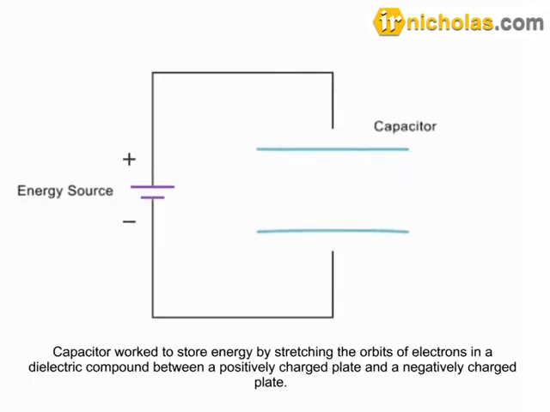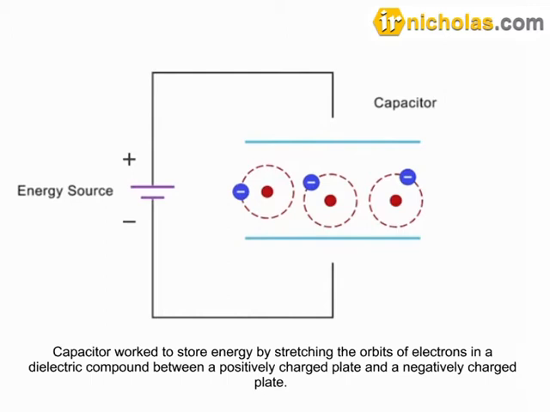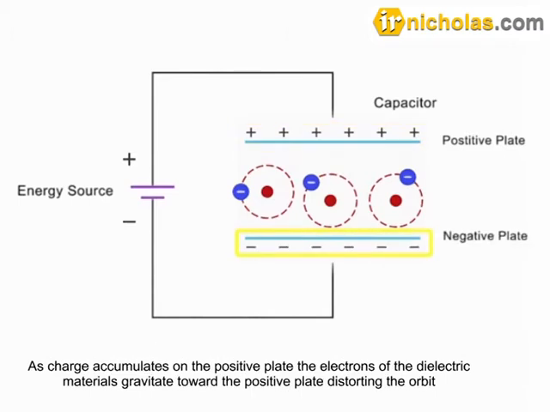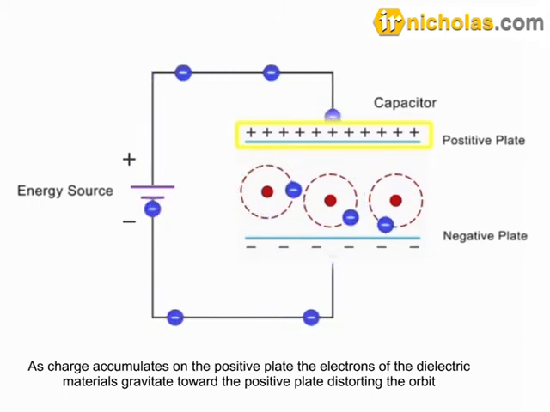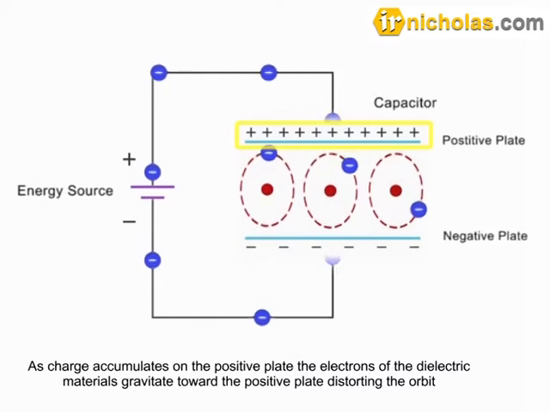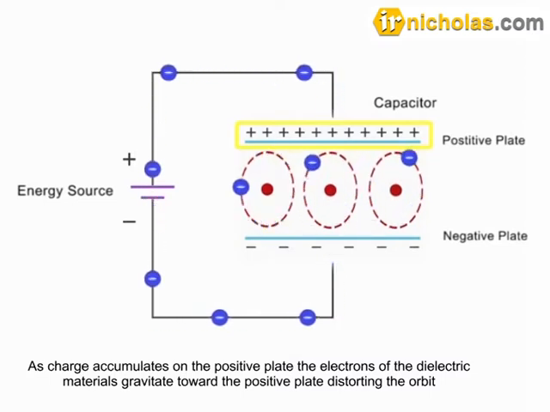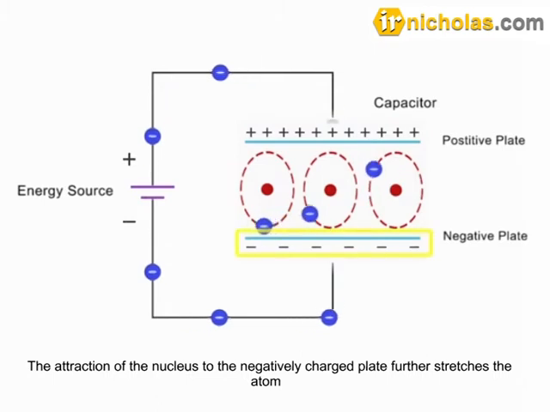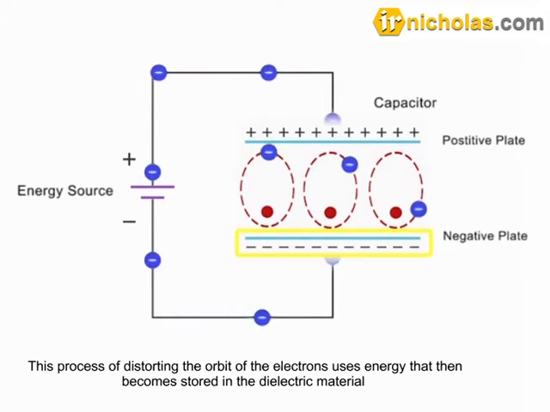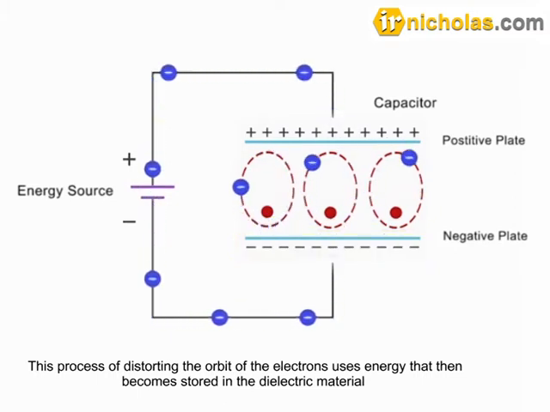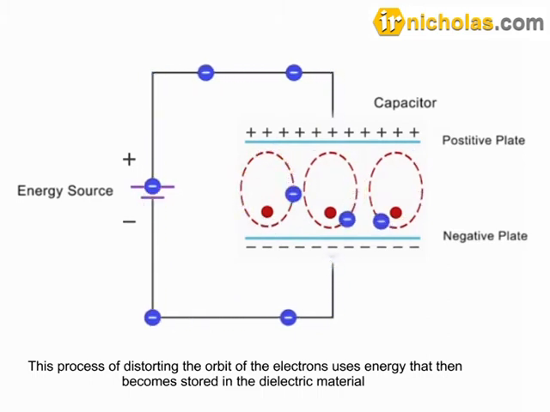Capacitors work to store energy by stretching the orbits of electrons in a dielectric compound between a positively charged plate and a negatively charged plate. As charge accumulates on the positive plate, the electrons of the dielectric material gravitate toward the positive plate, distorting their orbits. The attraction of the nucleus to the negatively charged plate further stretches the atoms. This process of distorting the orbit of the electrons uses energy that then becomes stored in the dielectric material.